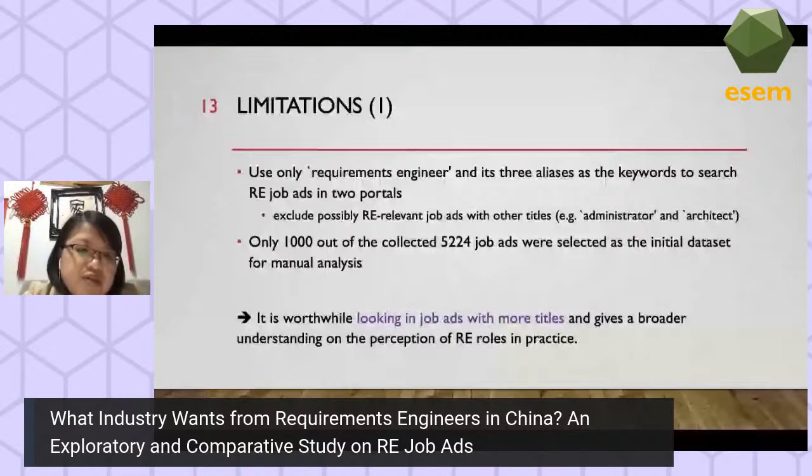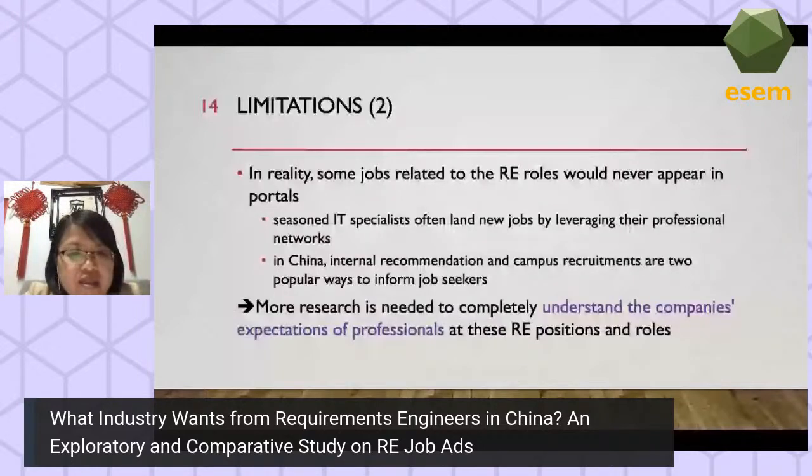Next, we know that in reality, some jobs related to RE roles would never appear in portals. For example, some seasoned IT specialists have their own professional network. And in China, internal recommendation and campus recruitment are the two popular ways to inform job seekers. So we think that more research is needed to completely understand the company's expectations of professionals in these RE positions and roles.